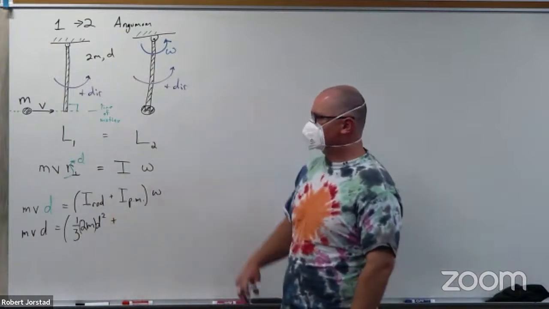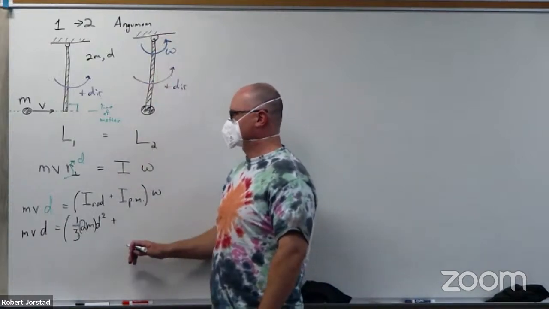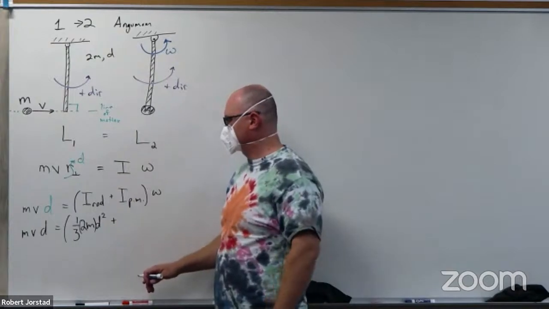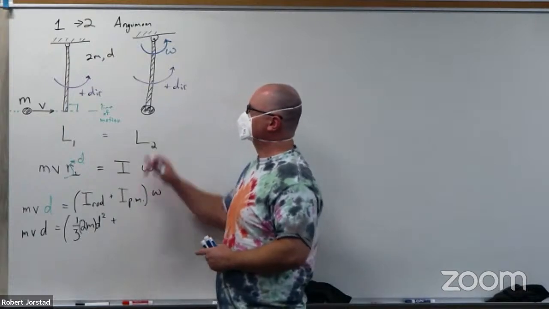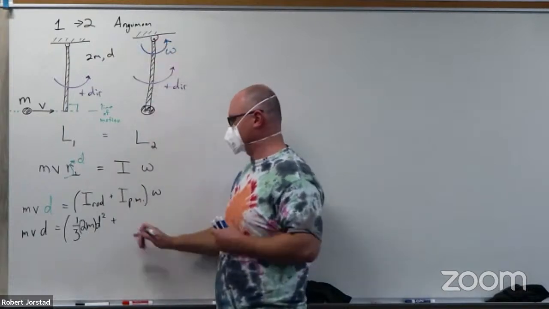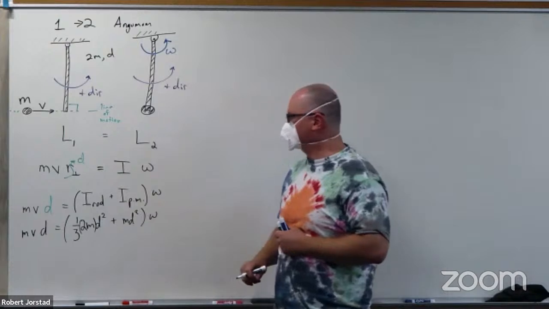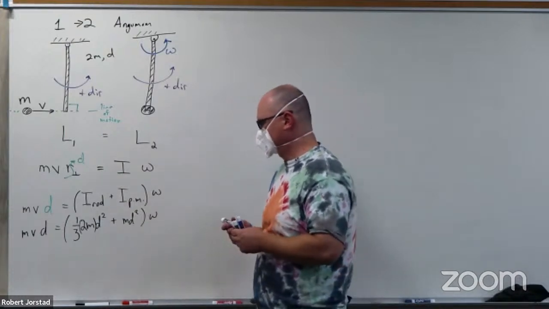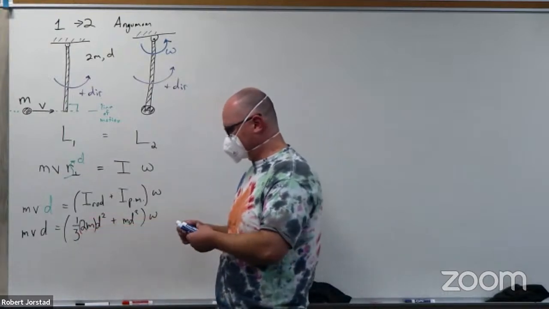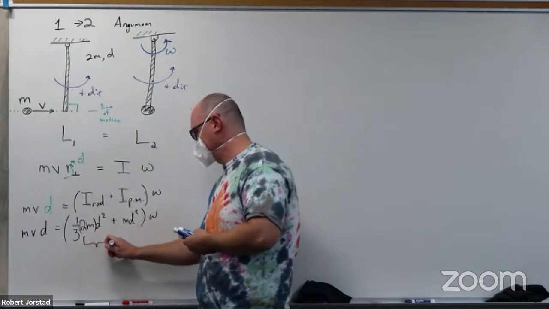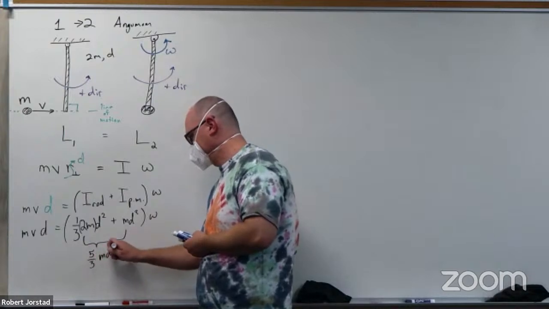What's the moment of inertia of the point mass about this pivot? What is it? M x squared. What's x? D. So out of all this, let's see, this is going to be 2/3 plus 3/3. This is 5/3 M D squared.